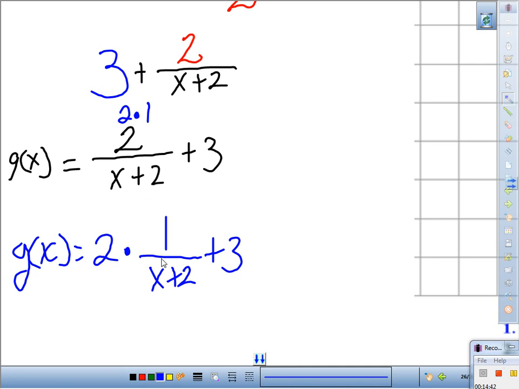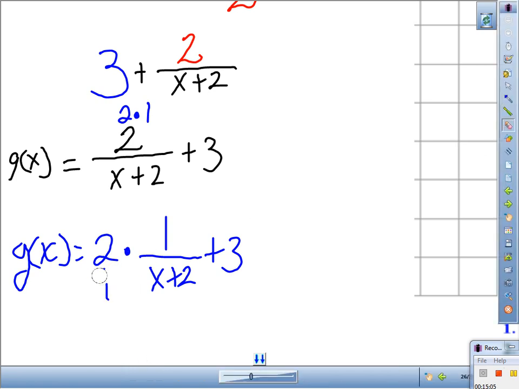Does everyone understand why we can do this? Because if we had an invisible 1 underneath, that times that is that, this times this is this. So we can rewrite it like that. Yes? All right. Let's graph.